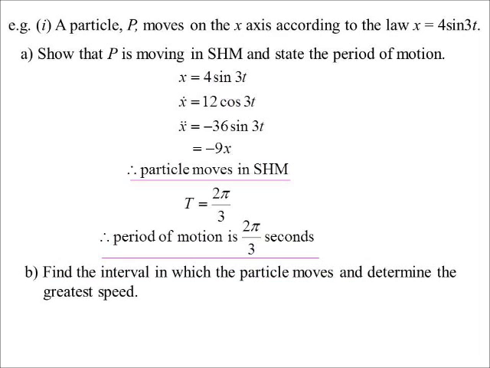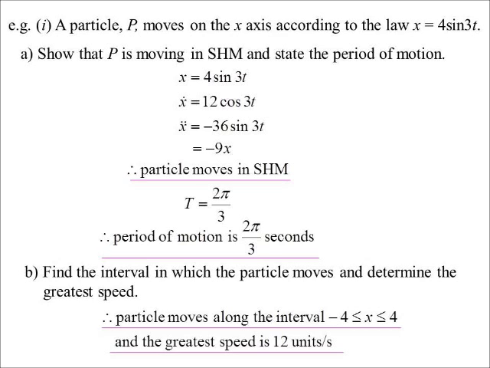Find the interval in which the particle moves. Now, I've got x equals 4 sine 3t. It's a trig function. I can just write this answer down. I don't have to worry about that v squared equals n squared, a squared minus x squared. I've got it right there. x is 4 sine 3t. Where does x move in between? Not a trick question. 4 and minus 4. So there you go. I can write it down straight away.